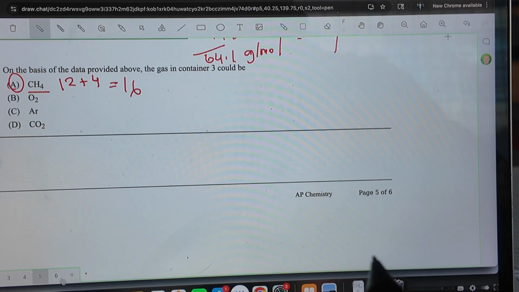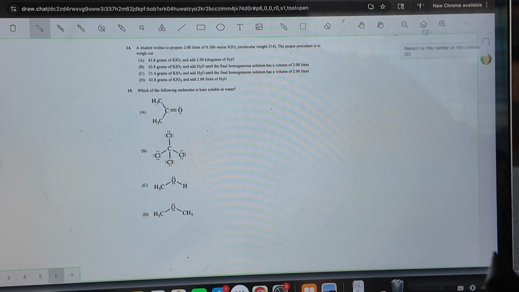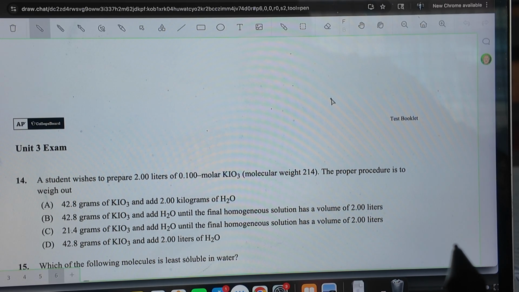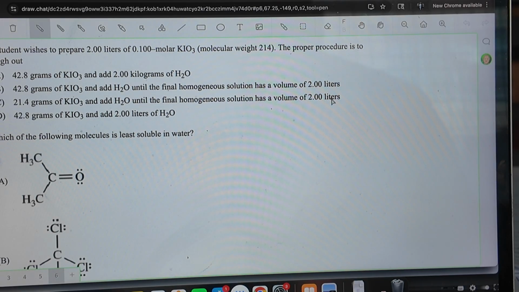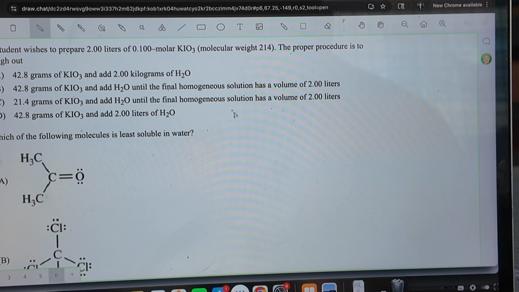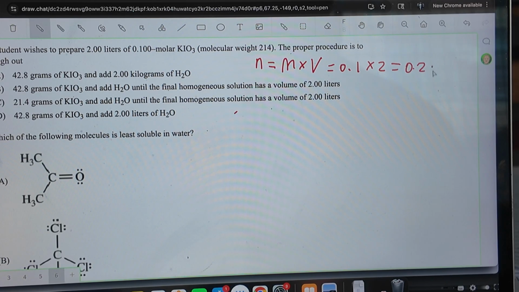So that's A. Okay. And the last 2 questions. Let's take a look at this one. A student wishes to prepare 2 liters of 0.1 molar KIO3. Proper procedure is to weigh out. So first you want to find moles: n equals M times V. In this case, they give us 0.1 times 2, and that gives us 0.2 moles.